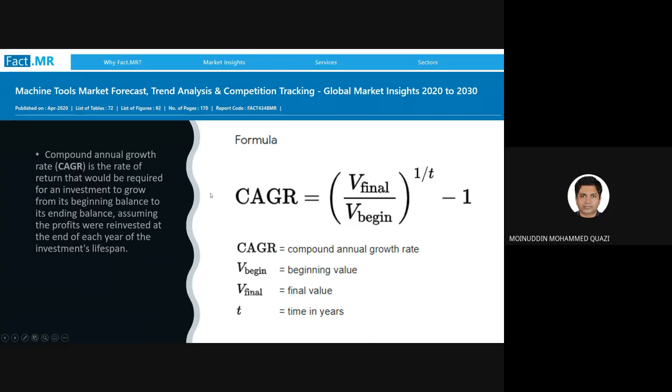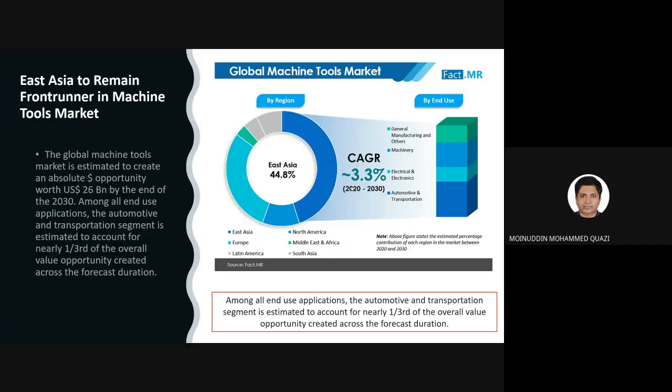When we talk about the success or growth rate, CAGR is a term, compound annual growth rate. This is the rate of return that would be required for an investment to grow. It is based on the formula using the beginning value and the final value of the product. Based on this, we can see the annual percentage growth. So when we talk about machining and CNC technology, we need to see the CAGR value of CNC technology. The CAGR value of CNC technology for Southeast Asia is growing very, very quickly, at around 44.8%.